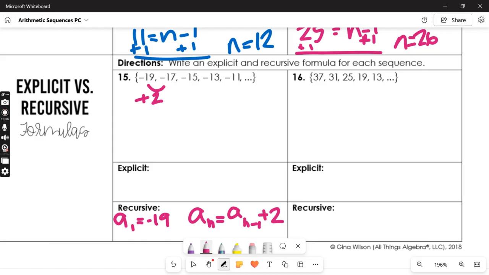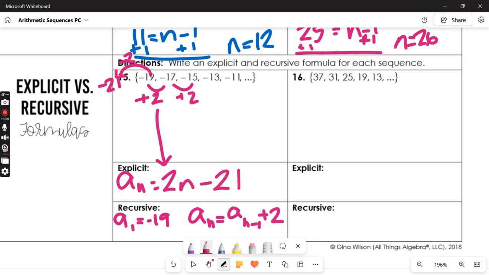Okay, the easiest way to do these explicit formulas on an arithmetic sequence, where it's just adding or subtracting the same thing each time, is to work backwards. So instead of adding 2 here, I'm subtracting 2. So I would say that a_n is equal to 2n, because that's my common difference. And then when I worked backwards, I would get minus 21.